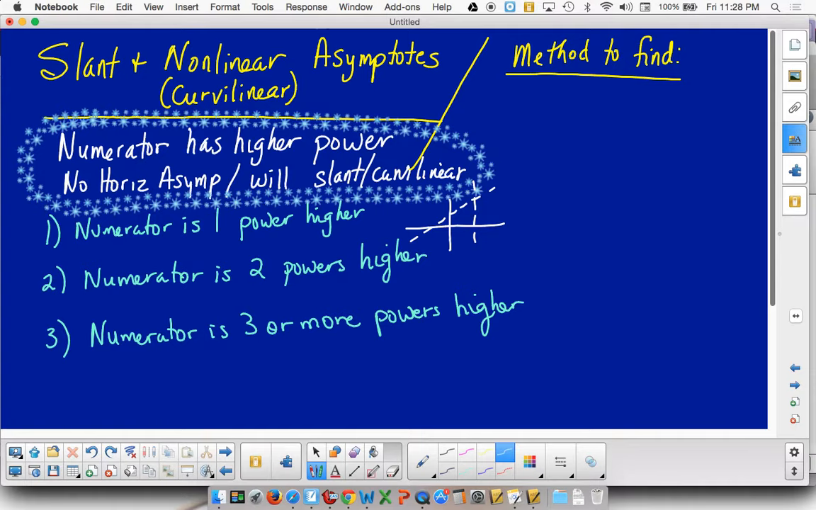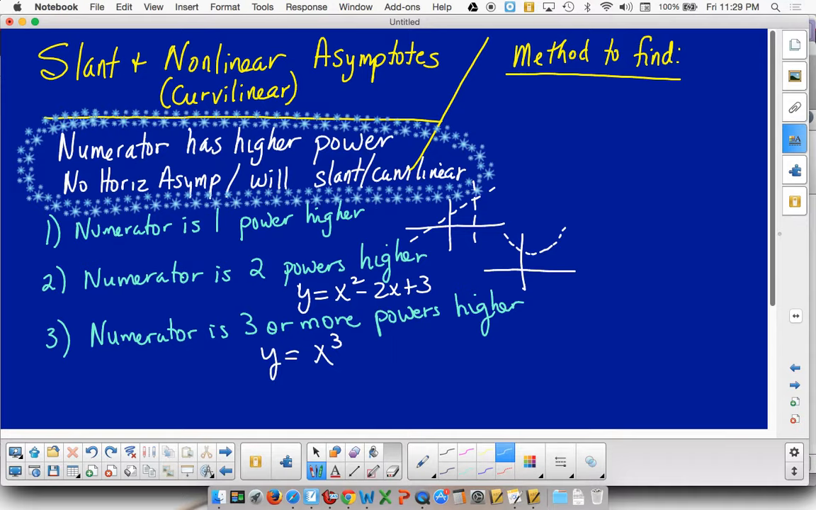If it's 2 powers higher, what shape is a graph that is 2 powers higher? What is the shape of anything with an x squared in it? It might be x squared. It could turn out to be something like x squared minus 2x plus 3. But we know that anything that has a power of 2 or higher always gives us a parabola. So that means you could have an asymptote that's a parabola. If it's 3 or more powers higher, it's pretty unpredictable, and quite frankly, I've hardly ever seen one of those. They're not very typical.